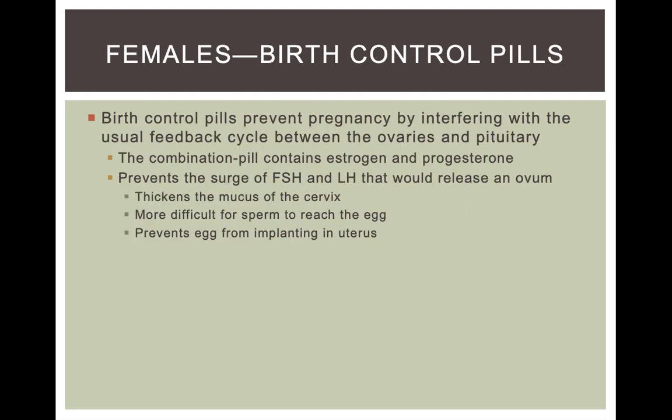The birth control pill will actually interrupt or interfere with the feedback cycle between the ovaries and the pituitary gland. So the combination pill will contain estrogen and progesterone, so it prevents the FSH and the LH hormones that would be released to the ovum. It prevents them from occurring. So by doing that, it stops the ovum from being released, making it so it can't be fertilized. It also does several other things to the body, such as thickening the mucus of the cervix, and it makes it more difficult for sperm to reach an egg. It also prevents an egg from implanting in the uterus.